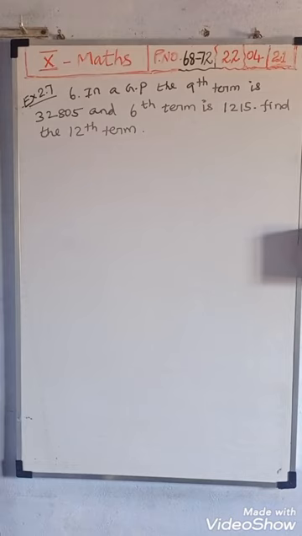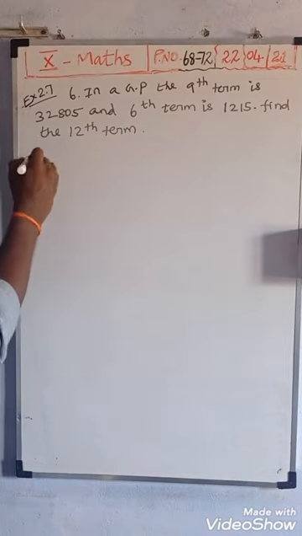Okay, here the 9th term and 6th term are given. Using that, first we want to find the first term and common ratio. With the help of the first term and common ratio, we can find the 12th term. 12th term means T12 is equal to, we already know that in a GP the Tn formula is a r to the power n minus 1. So using that formula, we will receive the answer, the 12th term. Okay.